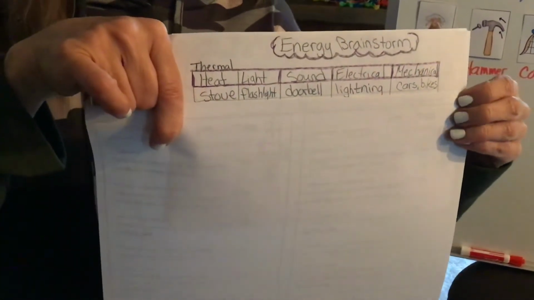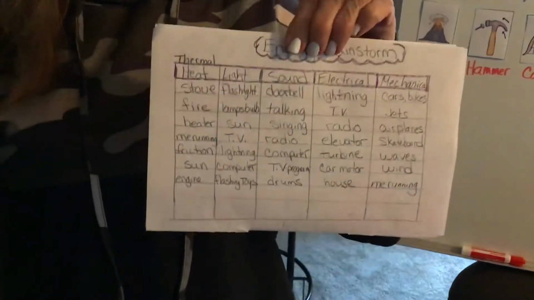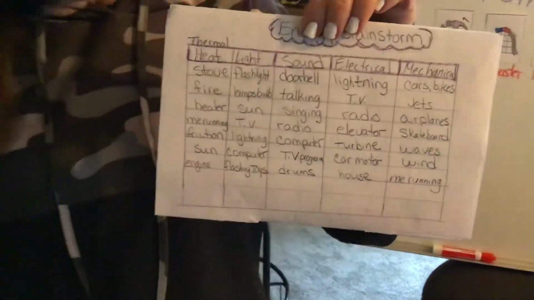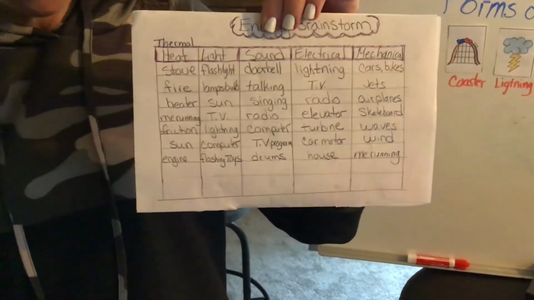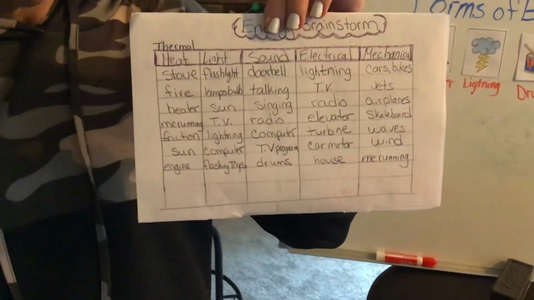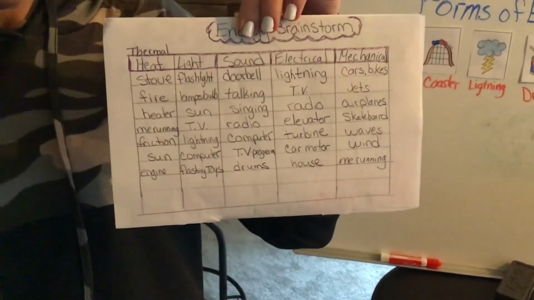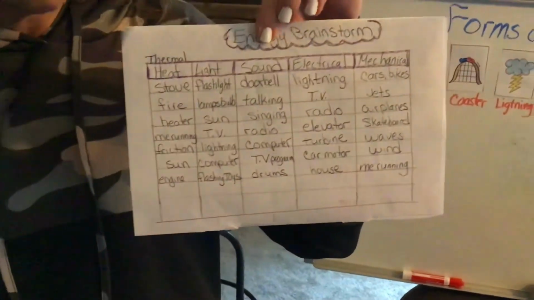Okay, so pause the video once you've got this table drawn, and then go back in, and you're going to fill in these examples of each of these types of energy or forms of energy. So go ahead, pause your video so you can get all that written in.